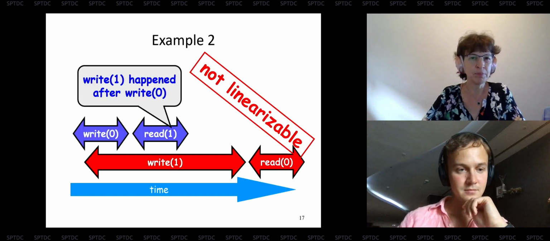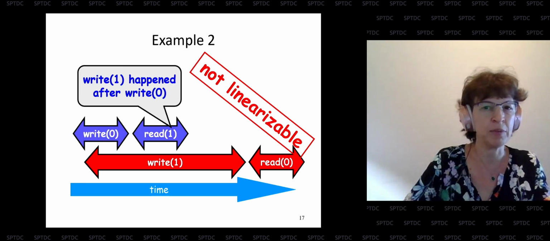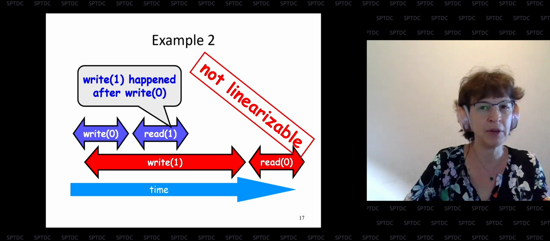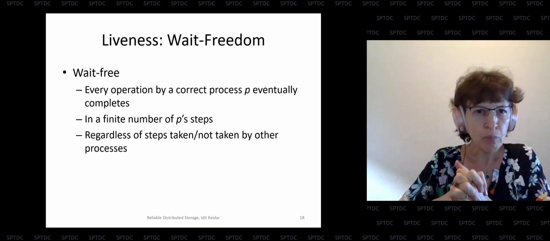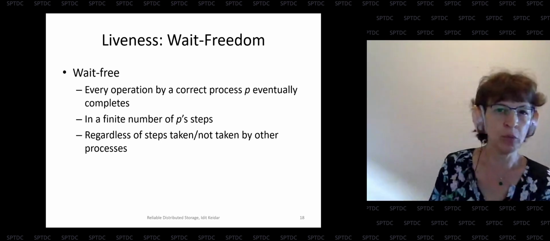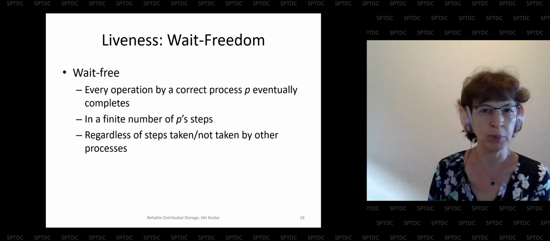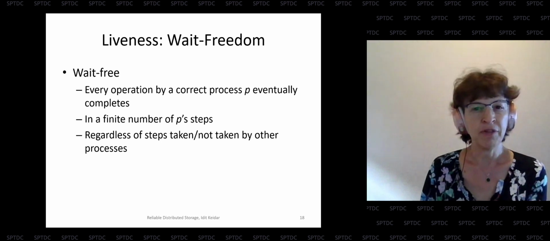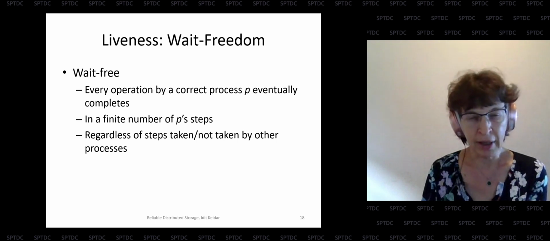Okay, so that's the safety requirement that we want for a register. We want it to be linearizable. We want to support read and write to be linearizable. And we also want something called wait freedom, which means that every operation by a correct process eventually completes in a finite number of the process's steps. So we have liveness for all operations.